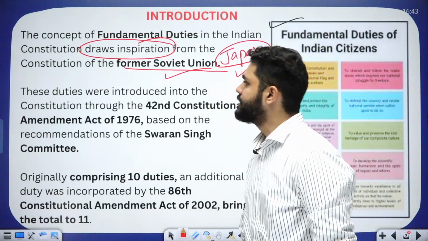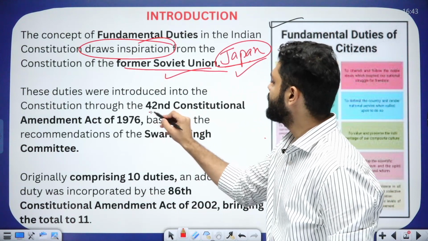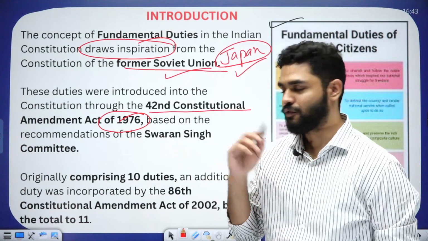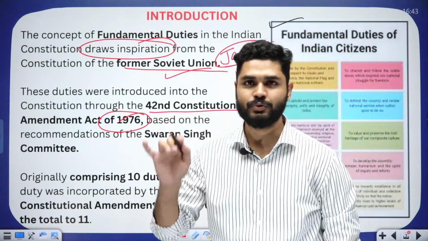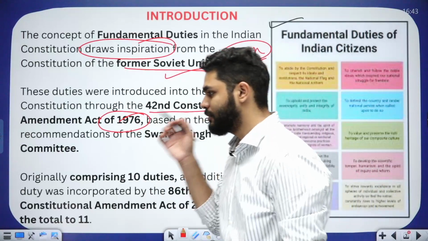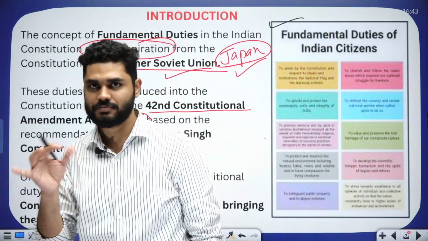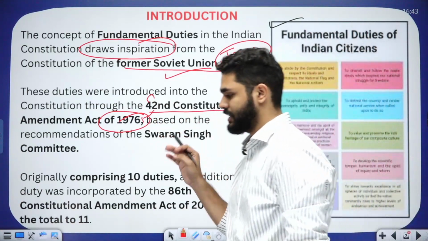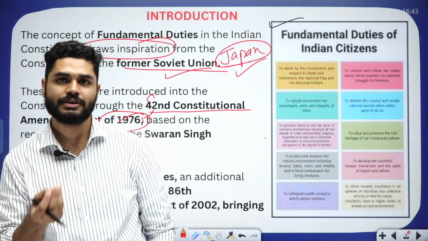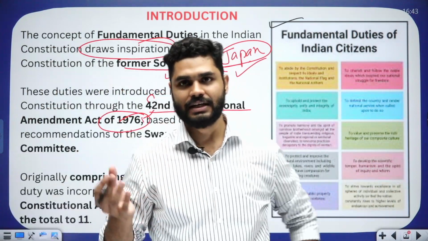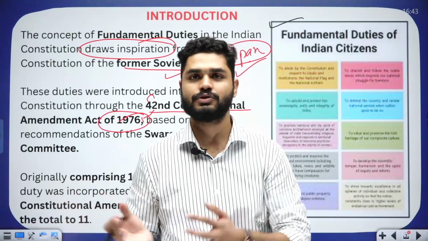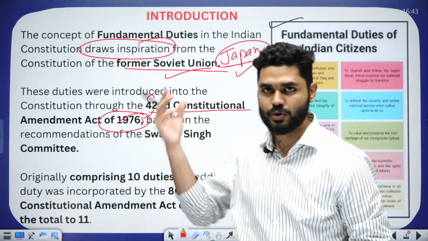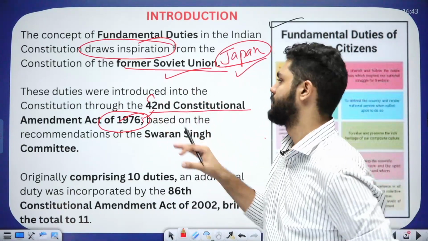These duties were introduced into the constitution through the 42nd Constitutional Amendment Act of 1976. As I told you in the last class, whenever you get confused about which year the 42nd Amendment Act came, just add these two numbers, 4 plus 2 is 6. This Amendment Act is called the mini constitution of India. Many changes were made in it, and fundamental duties are one of the products of this Constitutional Amendment Act.